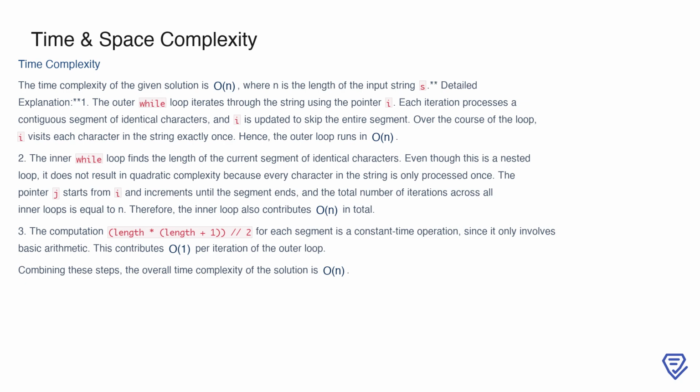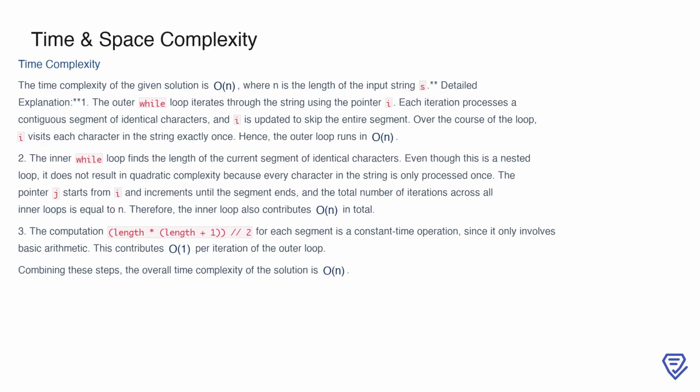The time complexity of our solution is O(n), where n is the length of the input string. This efficiency is achieved by how we traverse the string using two pointers, I and j. The outer loop, controlled by pointer I, processes chunks of identical characters, and after processing each segment, I skips directly to the next segment. This ensures that every character in the string is visited exactly once, contributing an O(n) complexity for the outer loop.